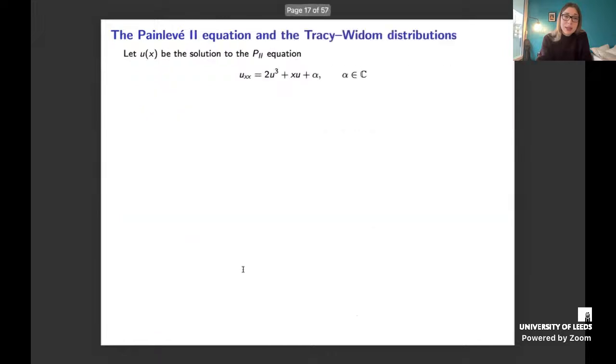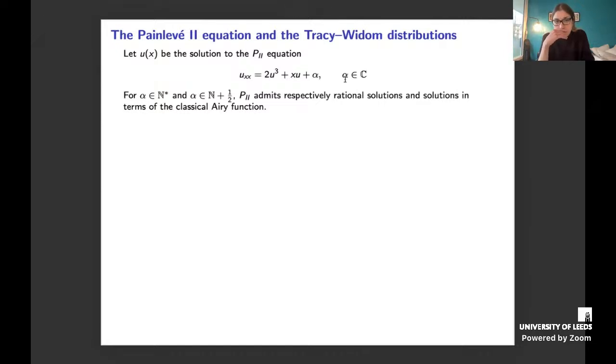The equation that plays a role in this context is Painlevé 2. It's strictly related to the Tracy-Widom distributions. The Painlevé 2 equation has this expression: the second derivative of u equals 2u³ plus xu plus alpha, a complex parameter. And you can characterize the solutions for different values of this parameter alpha. For example, it was proved that for alpha a positive integer or half integer, the solutions are rational or can be expressed in terms of the Airy function.